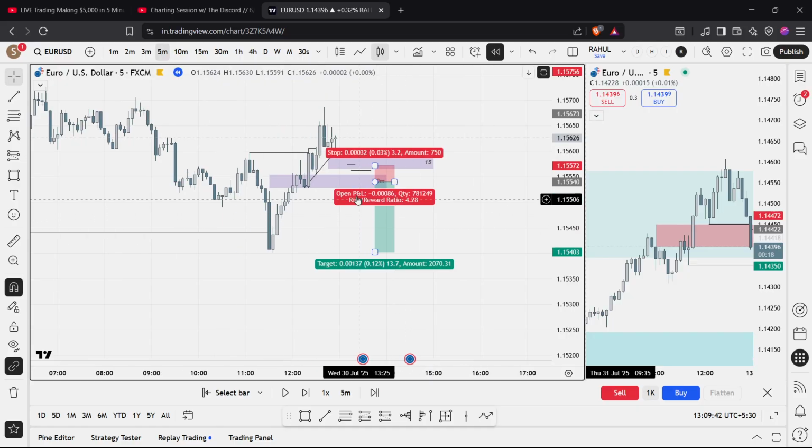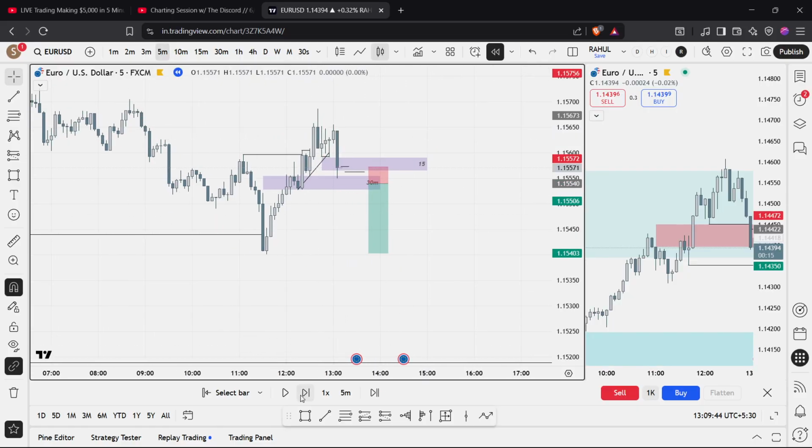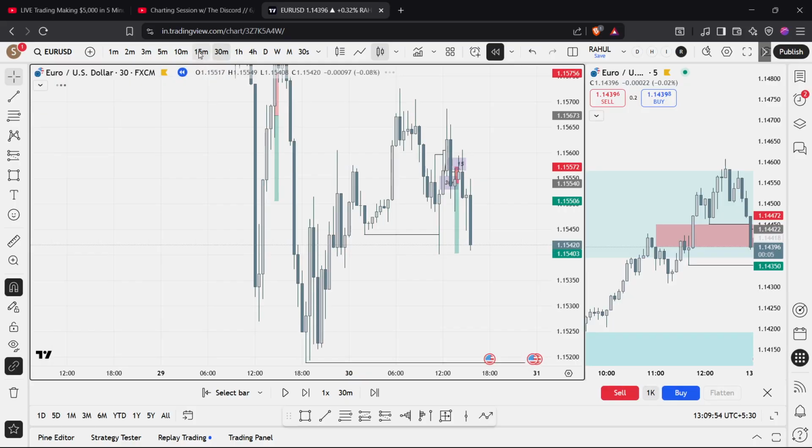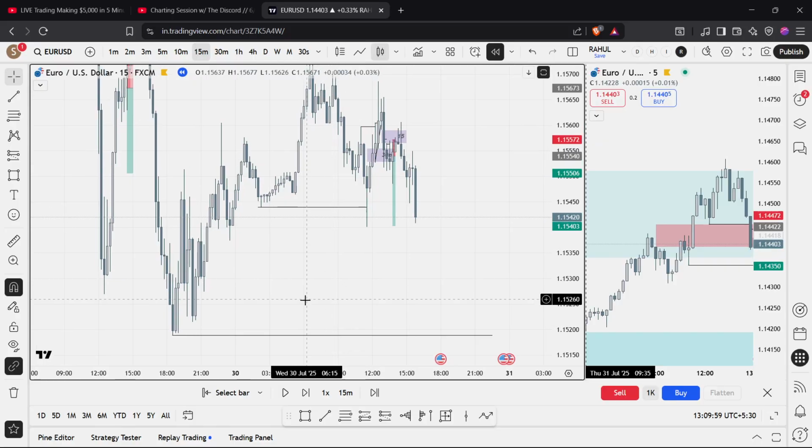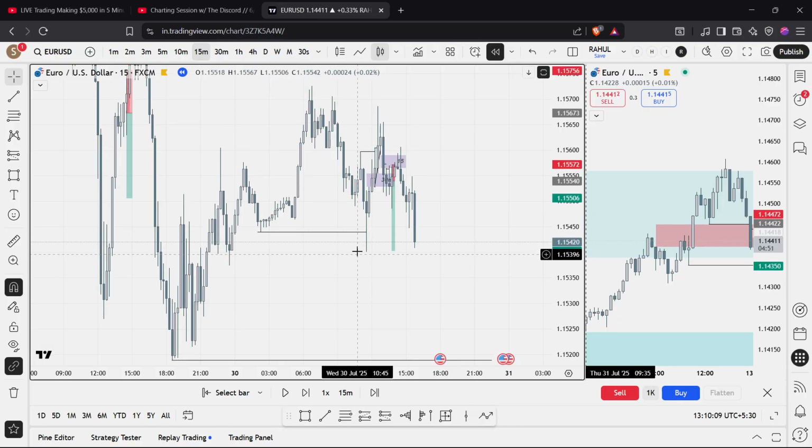If you can see, the overall bias was bearish, and the entry was a bit off, and the market stopped me out, and eventually it came down a lot. So if I go to the 30 minute or 15 minute time frame, as you can see, this was my higher time frame draw on liquidity. But with this market sweep that happened, I was expecting a little bullish movement. There was also a news factor playing in the market.